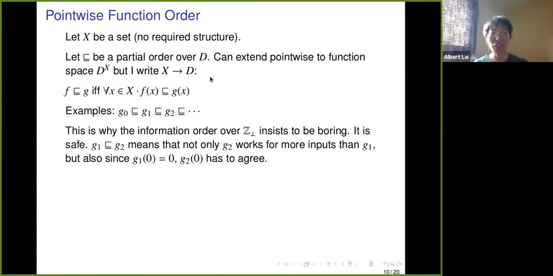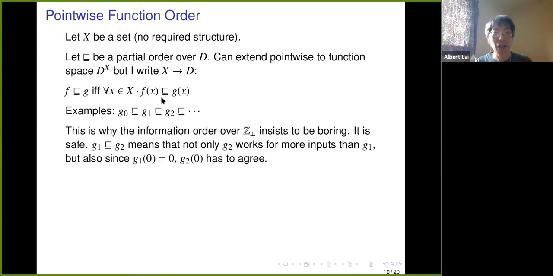I'm writing the exponentiation set, or even the exponentiation object. Yay. So we are going to take the partial order for the codomain and extend it pointwise to the whole function space. In this function space, suppose you have two functions f and g, and we declare that f is below g if and only if for every input x, you take a look at f of x, you take a look at g of x, and you find that f of x inside D is below g of x inside D.